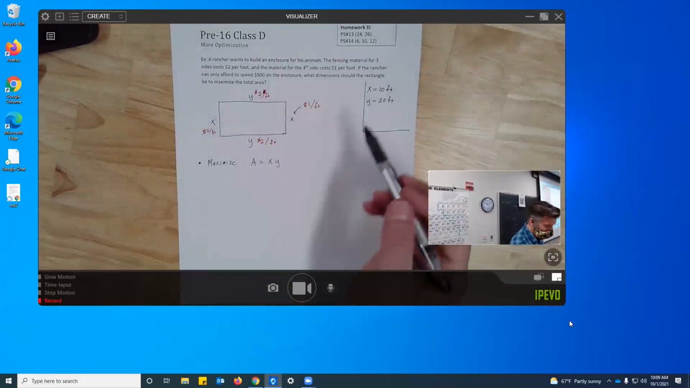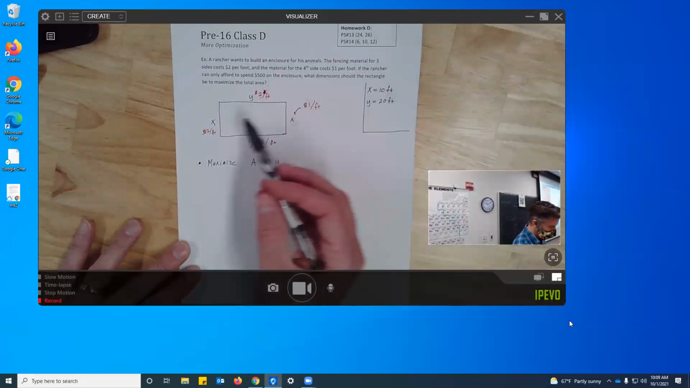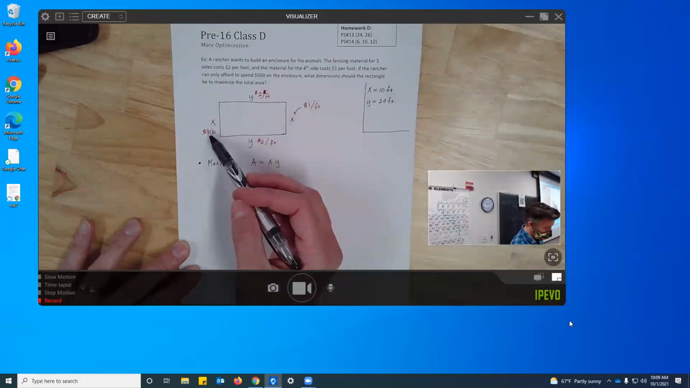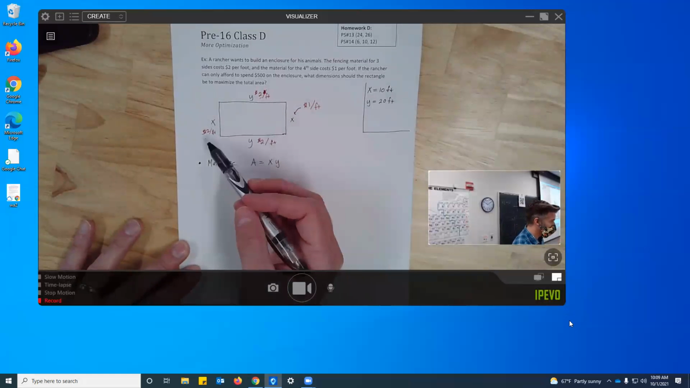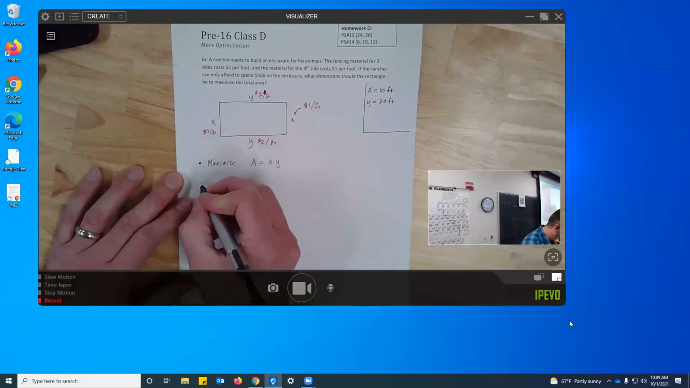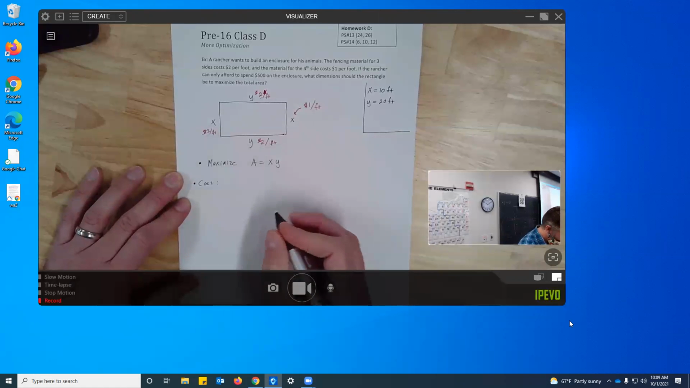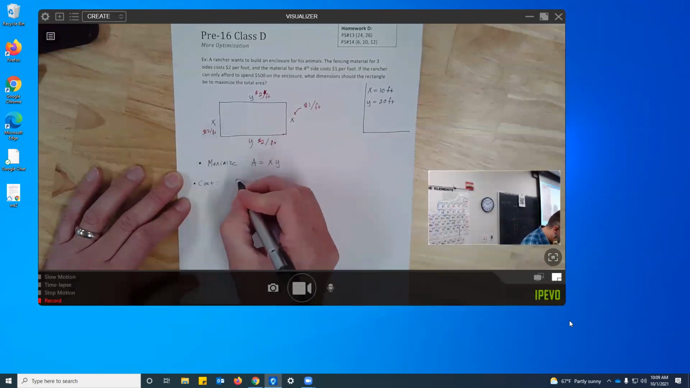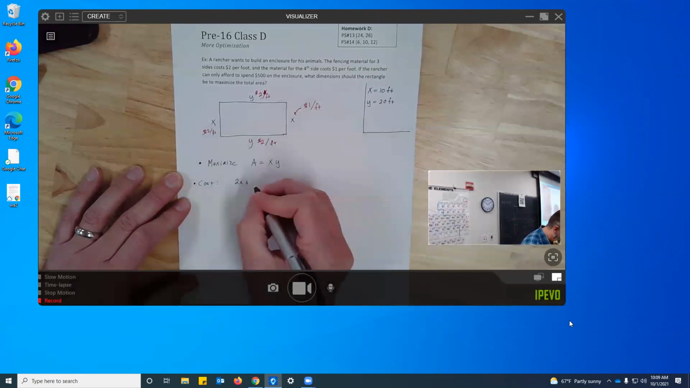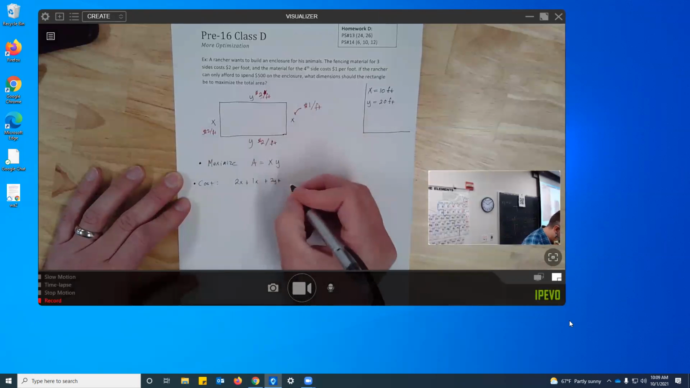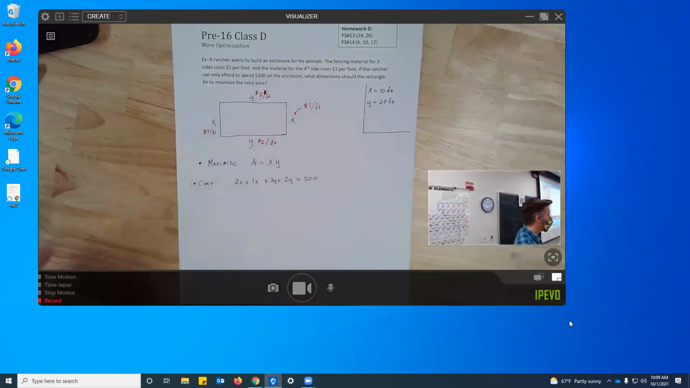So instead of taking 10 and multiplying by 1 and 10 and multiplying by 2, we're going to take x and multiply by 1 and x and multiply by 2. So our cost, which is our constraint, is going to be 2x plus 1x plus 2y plus another 2y, and that's going to have to equal $500. I didn't write the dollar symbols because they just get in the way, but you totally could write them if you wanted to.